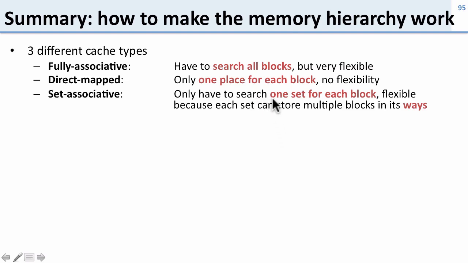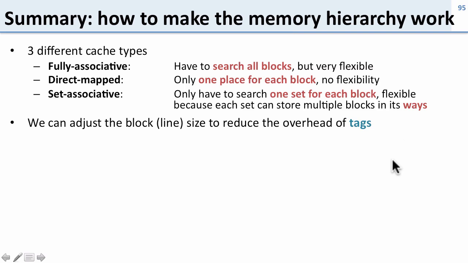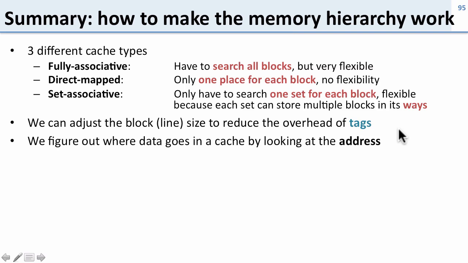So in set associative, you only have to search one set for each block. So you know that each block goes in a particular set, but it's flexible because each set can have multiple ways. So if we have a 4-way set associative cache, that means each set can store 4 different blocks in it. We saw that we can adjust the block size, or the cache line size, to reduce the overhead of how many tags we have to store.